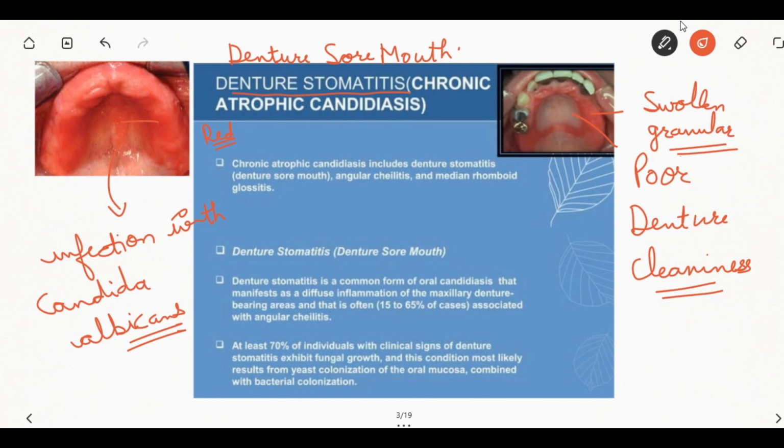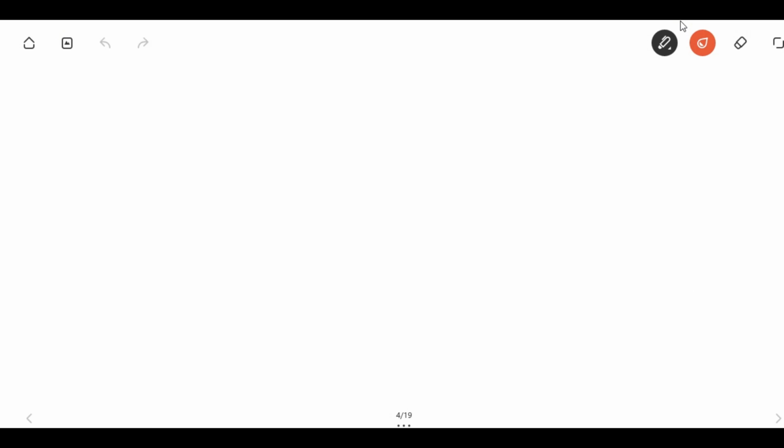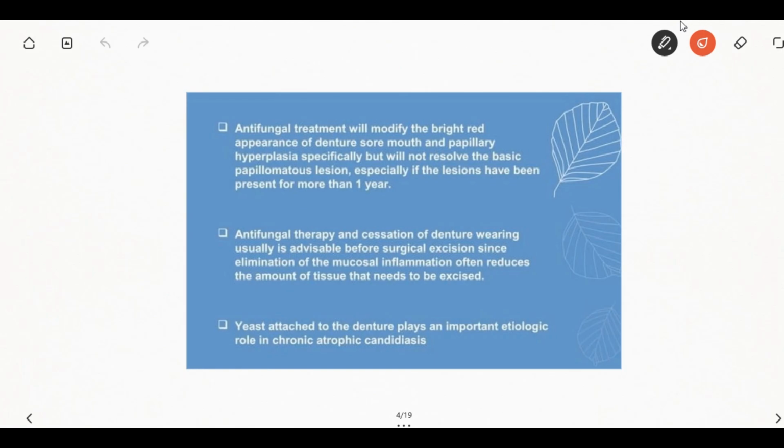Now what will be the clinical features? The mucosa beneath the denture will become extremely red, swollen, smooth and painful. Severe burning sensation may be seen. The redness of mucosa is rather sharply outlined and restricted to the tissue actually in contact with the denture.